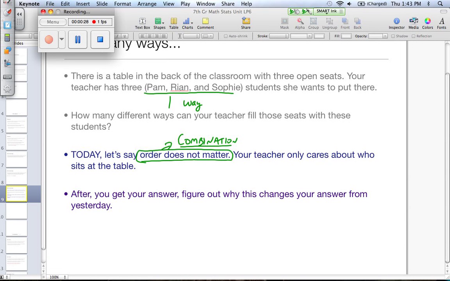It's how many different combinations of students can she put on the back table. There's only one combination left, Pam, Ryan, and Sophie. It doesn't matter where they sit. So that is my answer. This changes the problem from yesterday because it limits your amount of options. Yesterday our answer was 6 ways. And today it's 1.